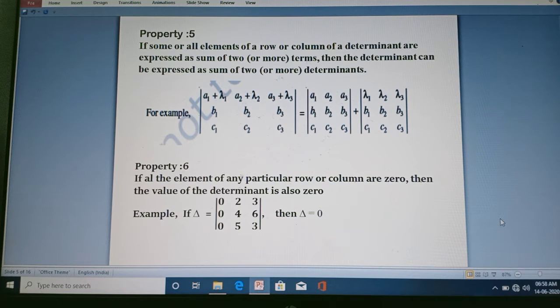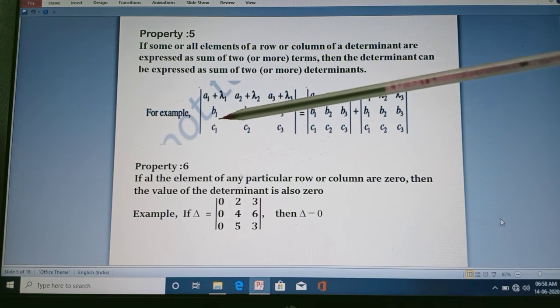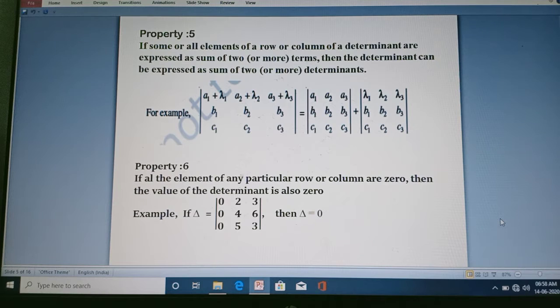Similarly, if in a particular column all the elements are the sum or subtraction of two elements, then we can add or subtract two determinants. In that case, the value of the determinant on both sides becomes the same.